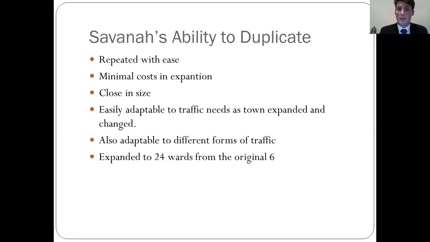It was also adaptable to different forms of traffic, meaning trains, a larger volume of cars, and foot traffic. And when it stopped reproducing the wards, all they had to do was tie the new roads into the original horizontal and vertical roads in the grid that went around the wards. In the final plan, the wards kept getting reproduced until there were 24. So after the original 6, there were 18 wards.